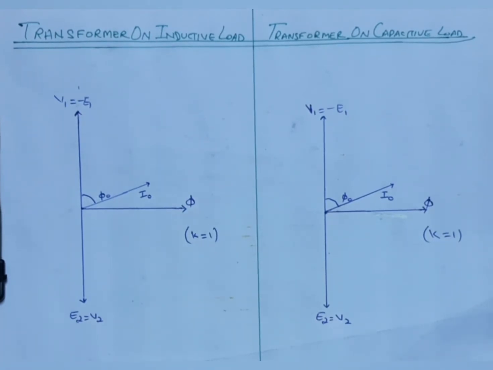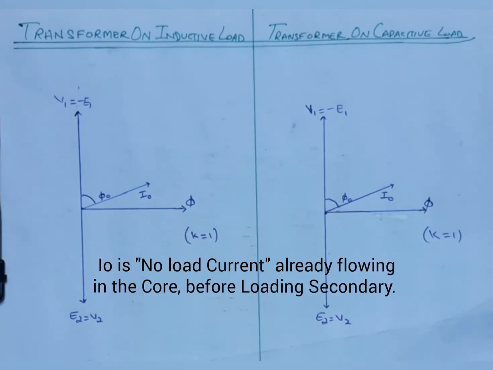Then we loaded the secondary and we saw how the secondary current I2 started to flow. Due to this, additional current I1 dash started to flow in the primary winding. That additional current restored the flux back in the core. Now in this video, we will make the phasor diagram for the transformer on inductive and capacitive load.